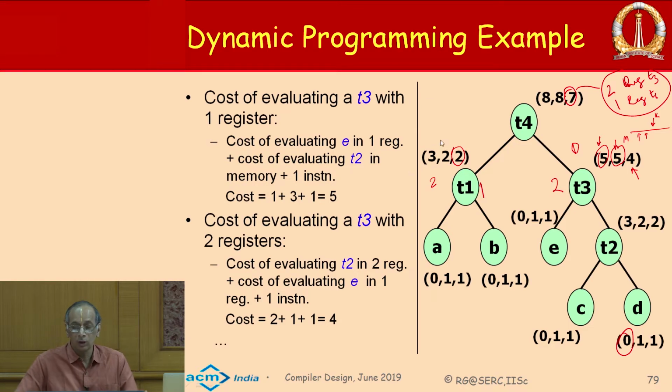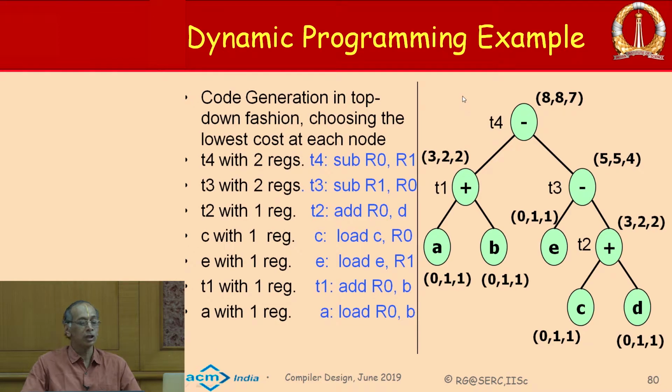Okay, so this process is basically computing the cost, right, for all the nodes. Now we still have to generate code. Remember, computing the cost is bottom up, and generating the code is going to be top down. So you look at this, for every node choose that particular value which has the minimum cost, right, and then for that particular minimum cost you also know how to generate code.